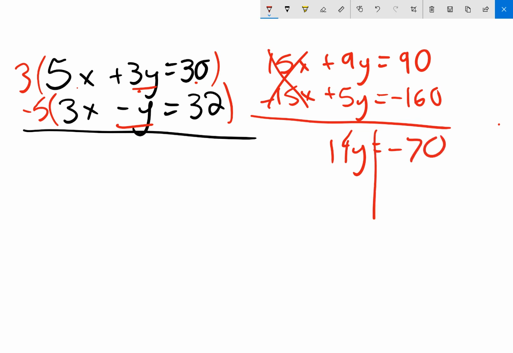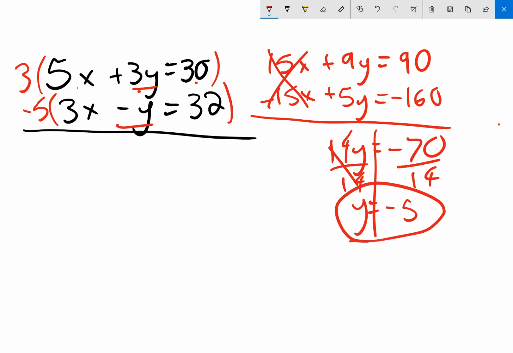So I just solved this equation now for y, right? Divide by 14. And I have y equals, I think that's 6, but let me check my calculator. 70 divided by 14 is 5. Okay, so this is why you check the calculator. All right, cool. So it's negative 5, though, because it's negative 70 divided by 14. So y equals negative 5.